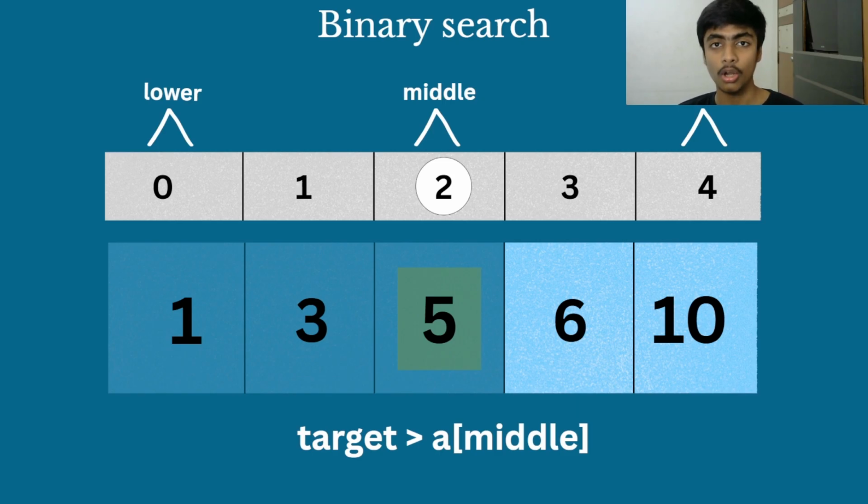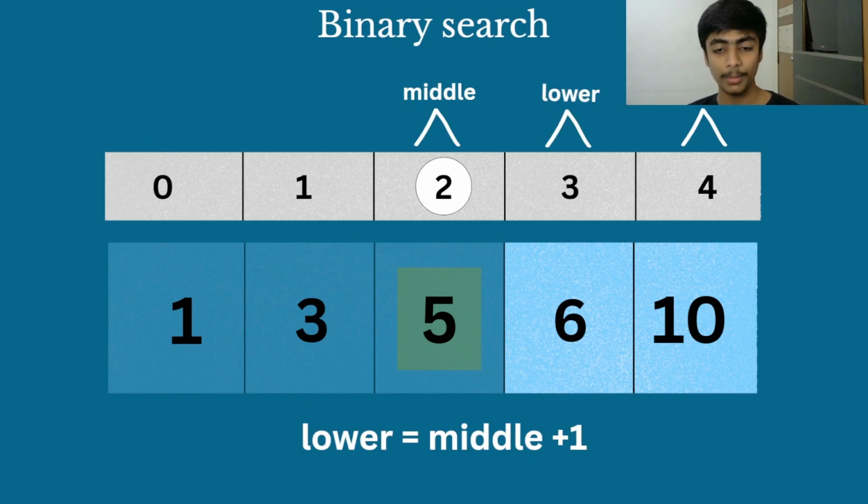So we'll just ignore all the elements to the left of 5. So now we're going to focus on the part of the array to the right of 5. So what we'll do is we'll change the lower and the upper limits. Remember, in a binary search, you search for all elements between the lower limit and upper limit. So basically, we're just going to say that our lower limit is going to be the middle index plus 1.